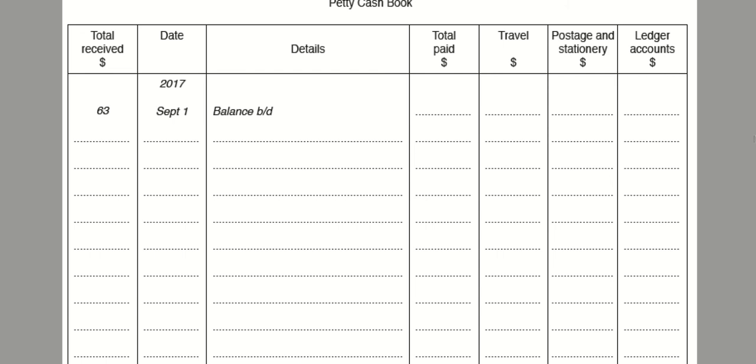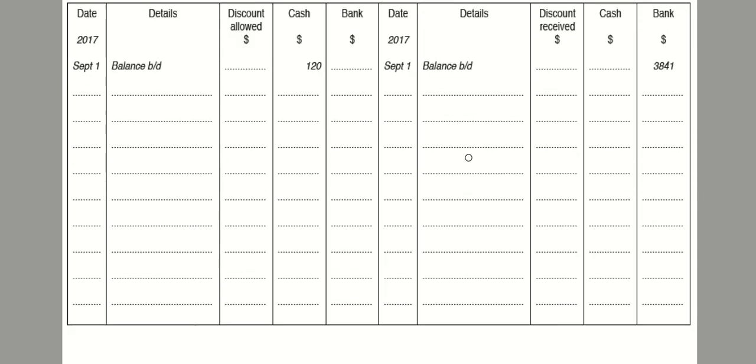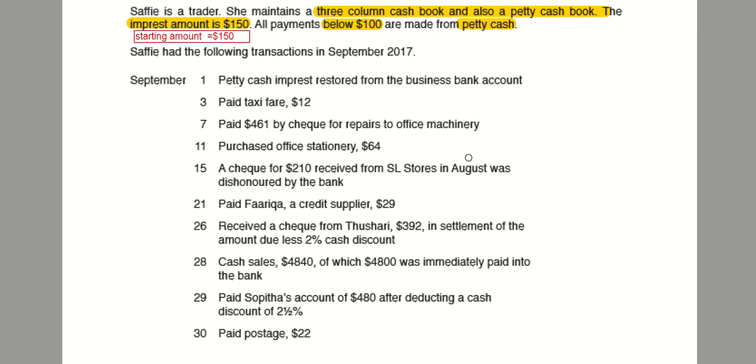And one option is you can complete them one by one, or you can go through the transactions and keep filling them simultaneously. You can do them at the same time. So I'll be filling them up at the same time. I will read the transaction and see if it has to go to the petty cash book or cash book, and I will enter it accordingly. So let's go up again and see the first transaction.